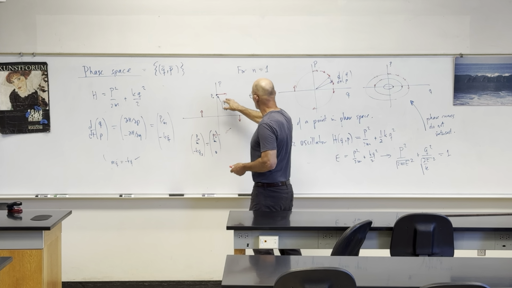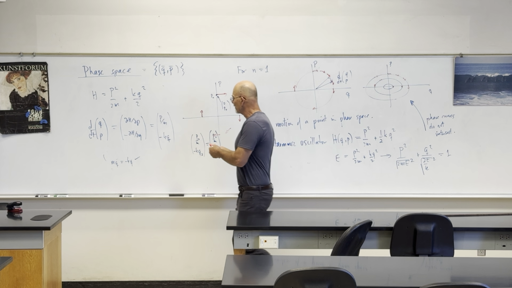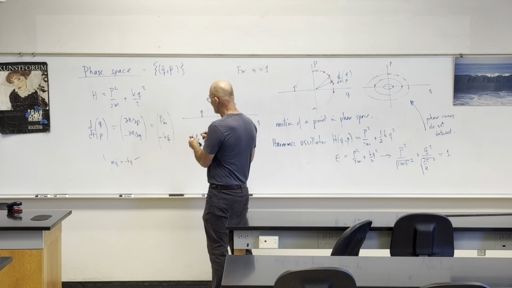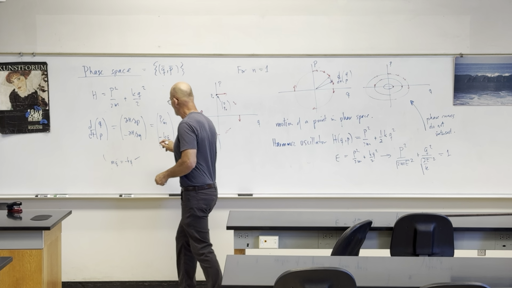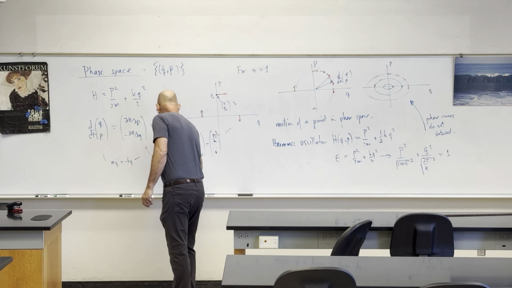Yeah, I can draw a gazillion arrows, but that's how they're constructed. So the point is that the right side here, this is the vector field on the phase space.